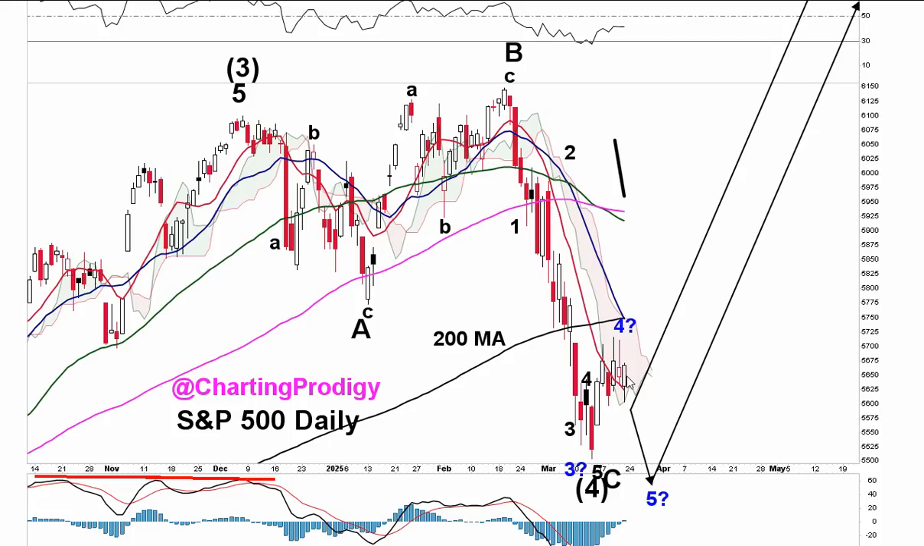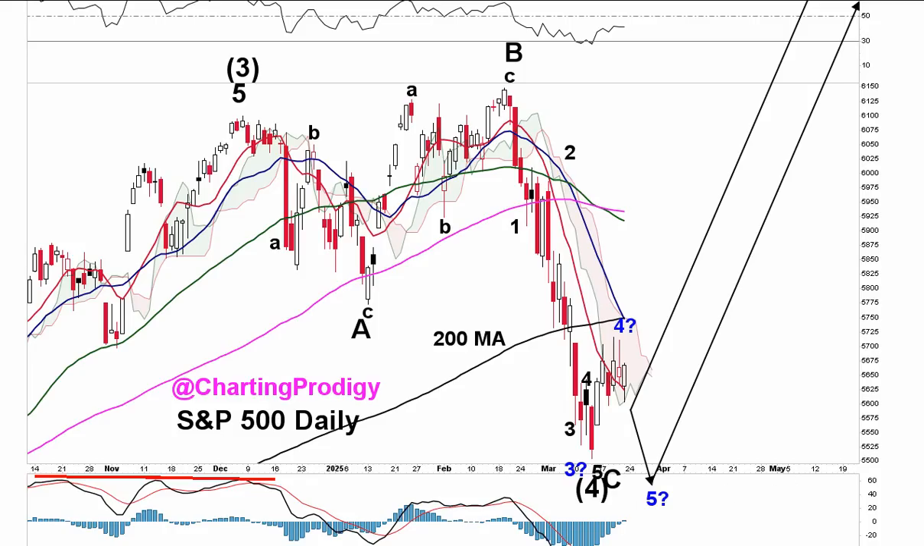And again, I've talked about that with the 2000 and 2007 topping processes. I think that this is what you likely have. The question is, the bottoming process, is it done here, or does it finish over here and we undercut this level a little bit? We'll be watching to see how it unfolds.